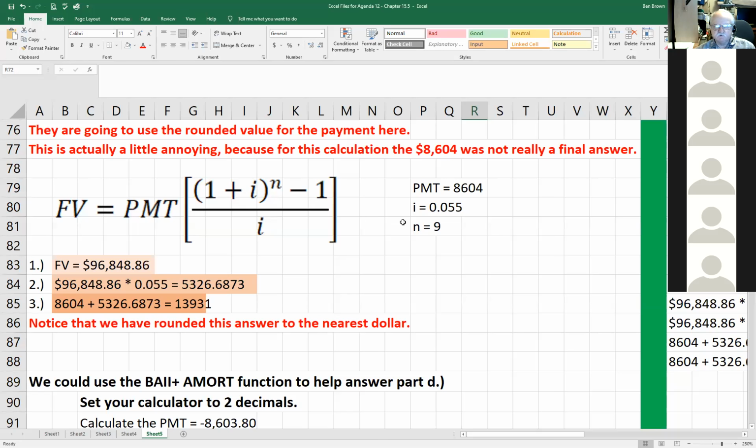So this is where we actually do this. We find the future value with n equals 9, multiply this by the interest rate, and we get this amount of money, and we add this amount to the payment to see how much the fund is increasing every year. And we're rounding this answer to the nearest dollar because we were told to.